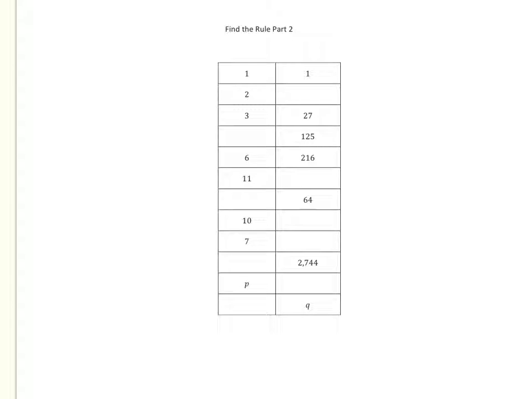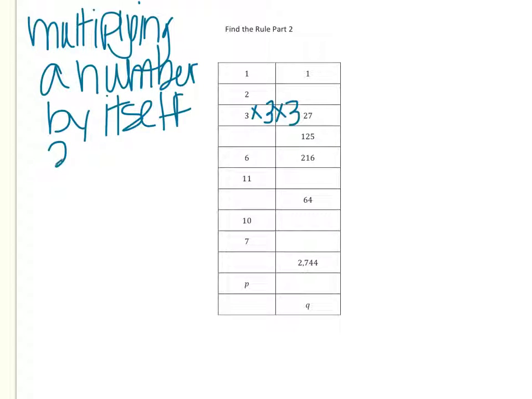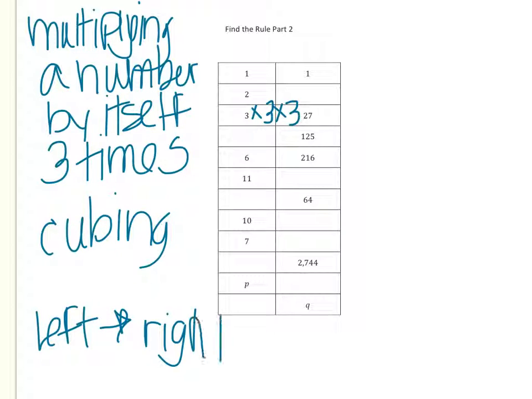So if I look at 3, you have to multiply 3 times 3, which gives you 9, times 3 to give you 27. So this time you're multiplying a number by itself how many times? 3 times. So that's known as cubing something. And this is when we move from the left column to the right. So let's go ahead and cube stuff.